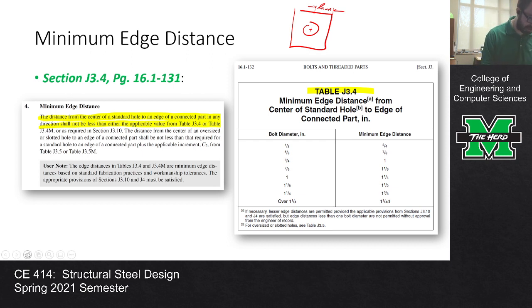I mean, read the user's note at the bottom, and the user's note states, the edge distances in this table are minimum edge distances based on standard fabrication practices and workmanship tolerances. Has anybody in the class done any type of woodworking? I'm just curious. Any wood? And I mean, I know we're not talking about steel. We're talking about woodworking. Or have you ever operated a drill in your life?